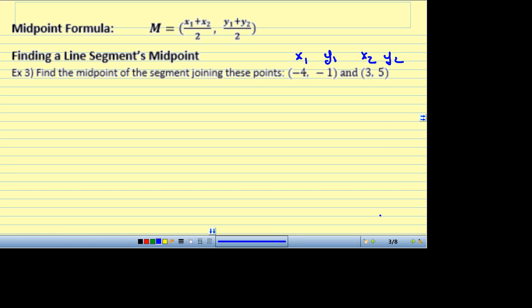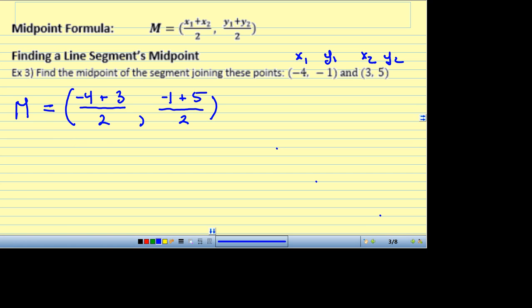So, for instance, you've got x1, -4, plus x2, 3, over 2, comma, y1, -1, y2, 5. And that again is over 2. Now again, don't forget your m equals.